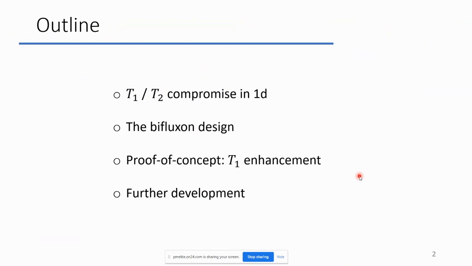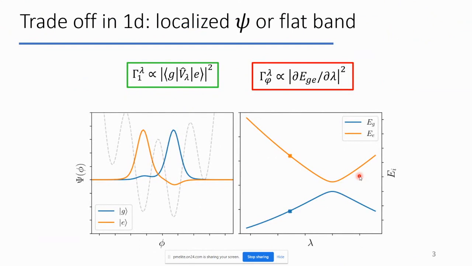Imagine that we have a qubit with a Hamiltonian with only a single degree of freedom, for example, fluxonium. Decay rate is proportional to the matrix element of some local operator here, and the qubit is protected against bit flips when the wave functions are localized and separated by a tall potential barrier. But unfortunately, the wave functions are really localized only when we sit on the slope of the dispersive curve, where the qubit is susceptible to decoherence through the low frequency noise in this lambda parameter.